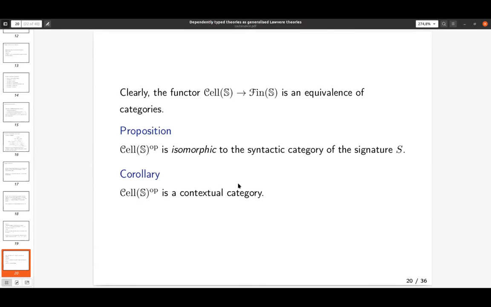But the important thing to note is that the opposite category of finite cell complexes is isomorphic to the syntactic category of the type signature S, which is the reason for defining this category of cell complexes. So essentially, a finite cell complex is just an extension of contexts with types from the signature. As a corollary, we have that the opposite category of finite cell complexes is a contextual category. In fact, it's the free contextual category generated over the signature S.